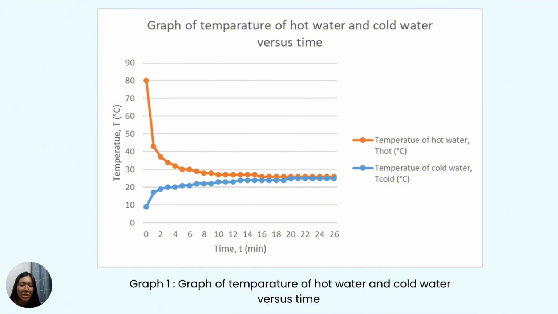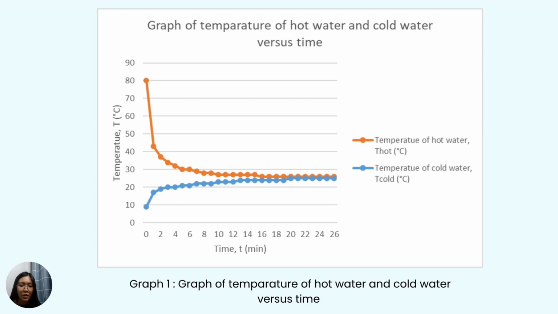While conducting the experiment, we observed that the temperature of hot water started to drop drastically from 0 to 4 minutes and then slowly decreased by about 1 degree Celsius until 26 minutes. On the contrary, the temperature of cold water rose rapidly from 0 to 4 minutes and then slowly increased by about 1 degree Celsius until equilibrium was achieved.